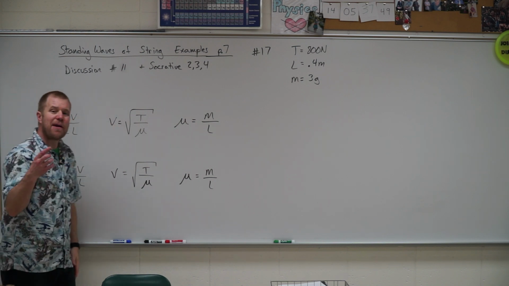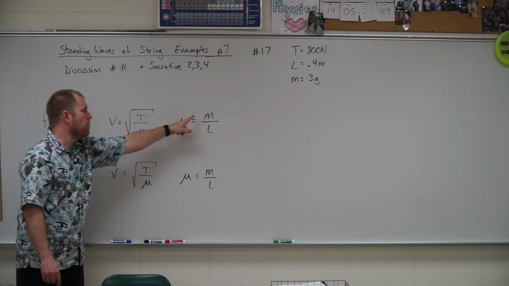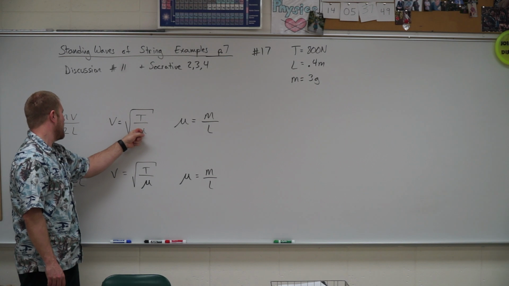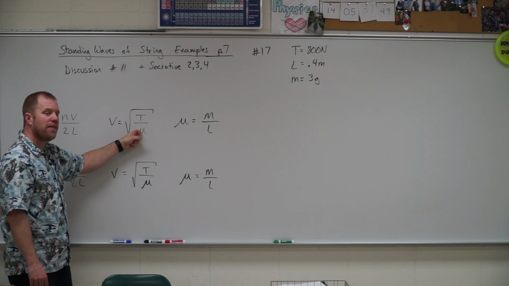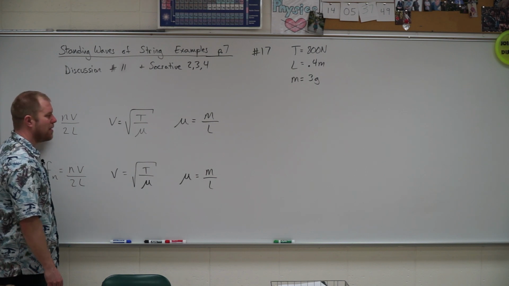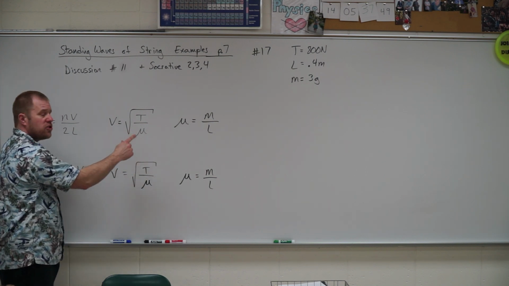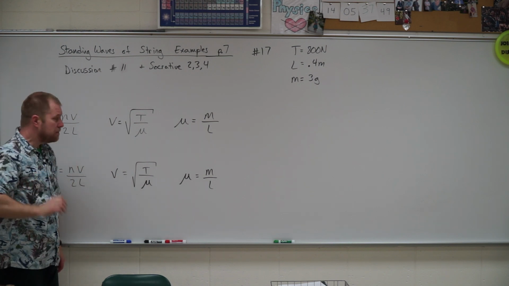Okay. If I make the string thicker, I make a thicker mu value, I put more mass per unit length. Well, if I put a larger mu on there, that's going to decrease my speed. Decreasing my speed means decreasing my frequency. So a bigger mu value, a thicker string, lower frequency.